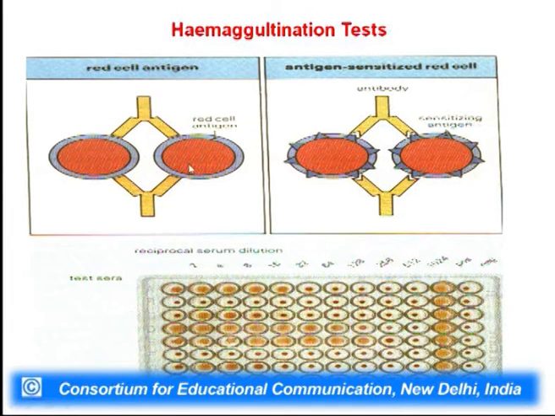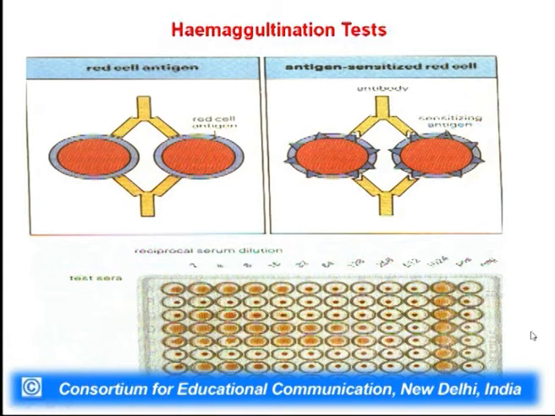In that, when I see the reaction directly, that is the active test, but when I see the antibodies and take a sensitizing antigen, allowing it to agglutinate, then I call it an antigen sensitized RBC. And what is the kind of reaction I see?